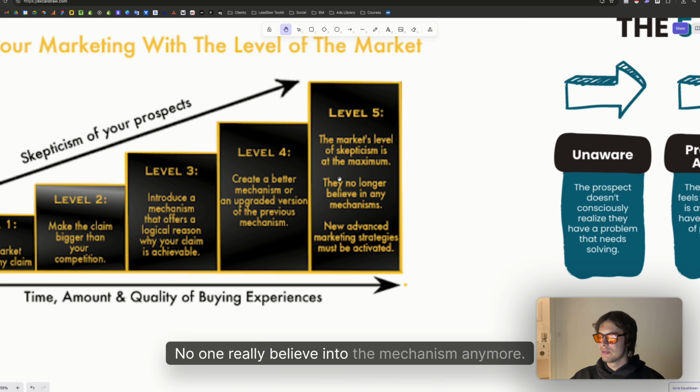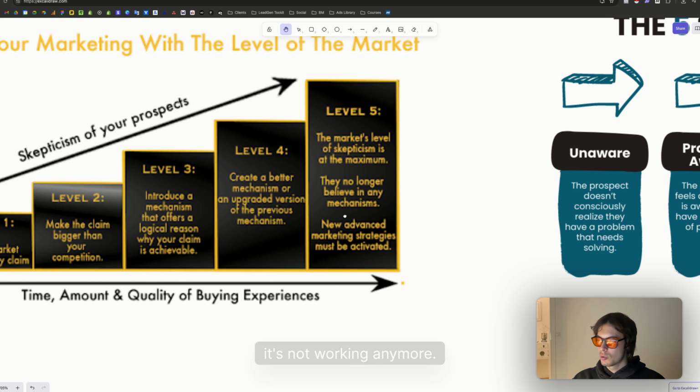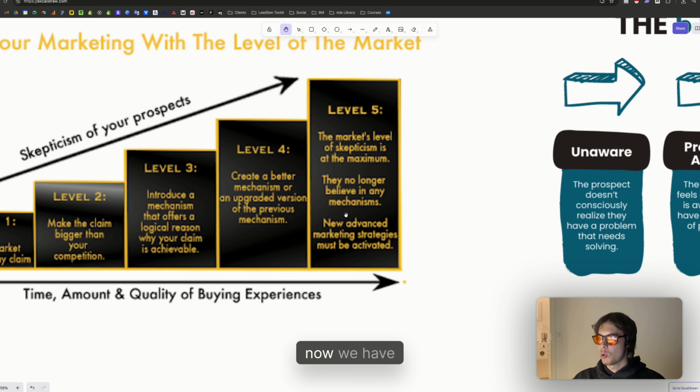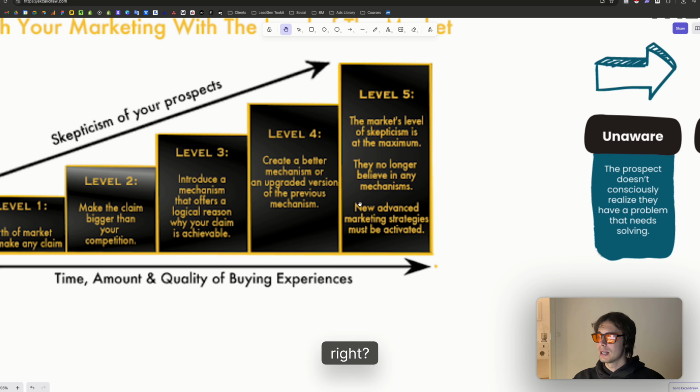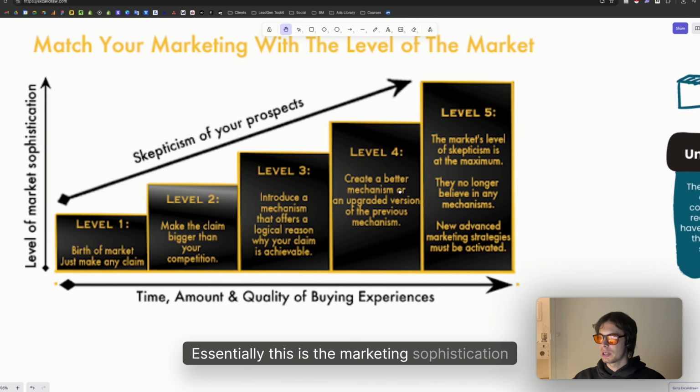No one really believes in the mechanism anymore, and so a new mechanism needs to be created, because it's not working anymore. We need to create something else. So now we don't have AI, now we have symbiosis humanoid AI or something like that, right? It doesn't matter, but you got the point, essentially. This is the marketing sophistication level.